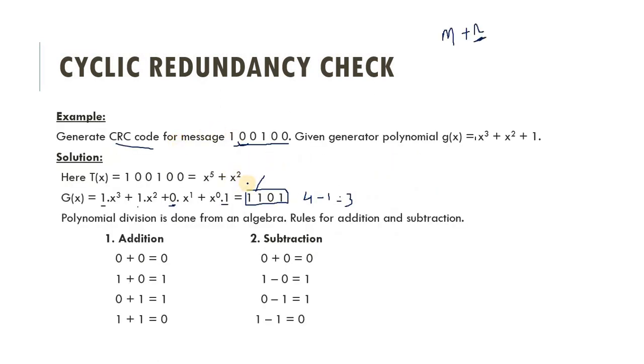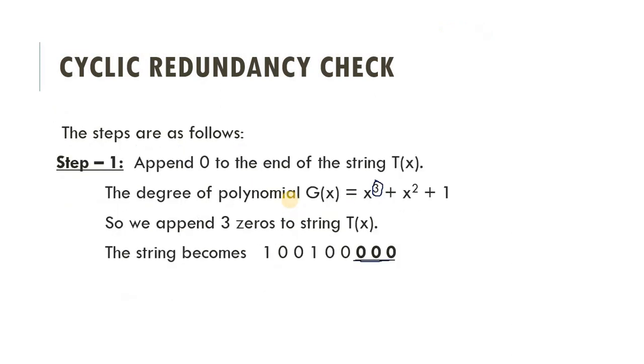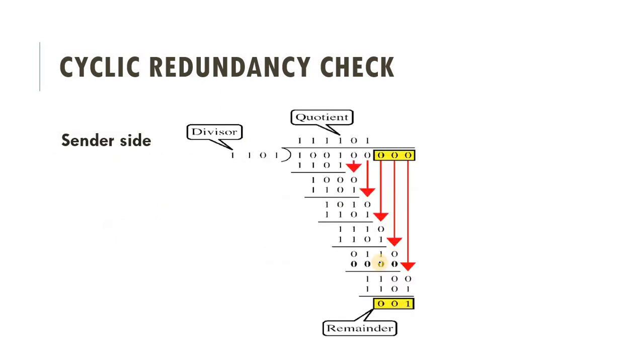Now we already know this is a divisor. 1 1 0 1 is the divisor, and the message bits become 1 0 0 1 0 0 0 0, and the divisor is 1 1 0 1. Now we'll start the division. So let's multiply this with 1, so it becomes 1 1 0 1. Now we'll apply the XOR operation.